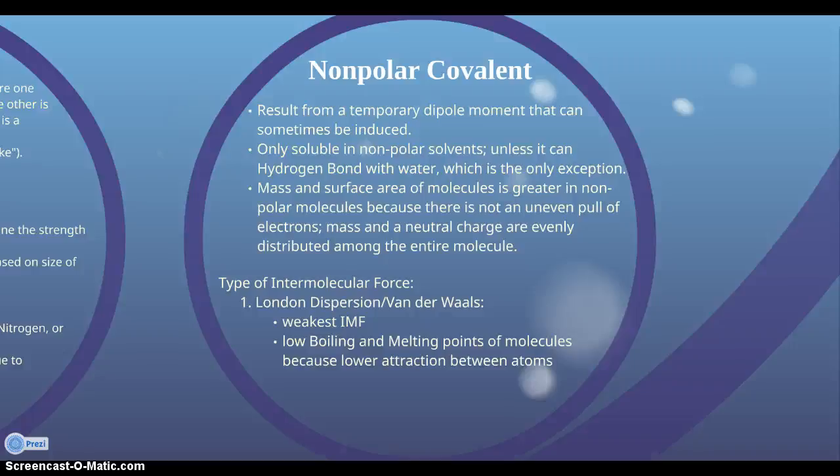There's one type of IMF for nonpolar, London dispersion or van der Waals. This is the weakest IMF and has the lowest boiling and melting points of molecules because there's less attraction. Pretty much the opposite concept of hydrogen bonding. Less energy is needed to overcome the IMF, so boiling and melting points will go down.